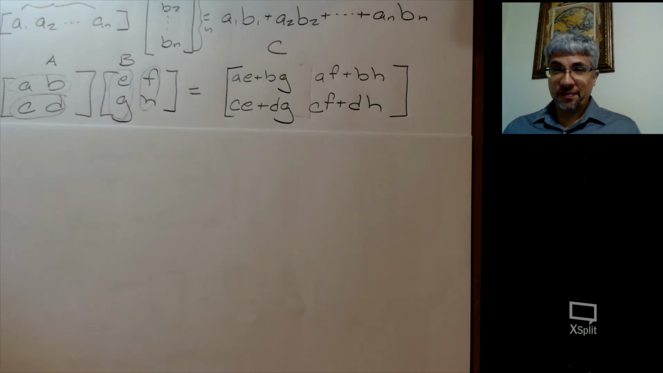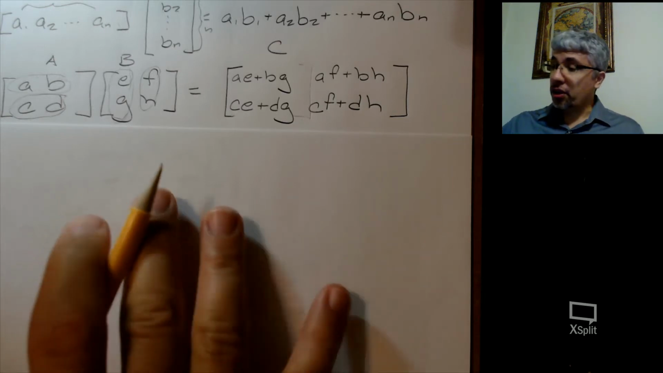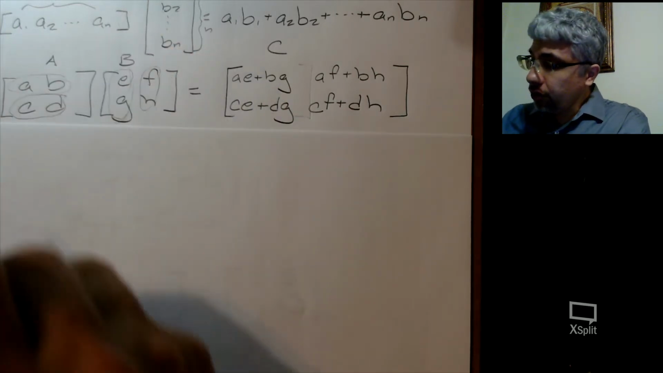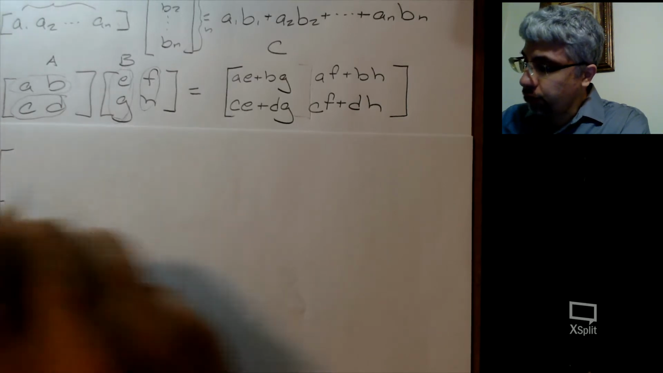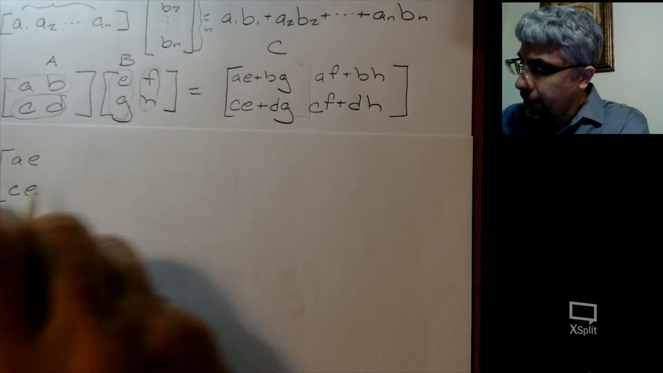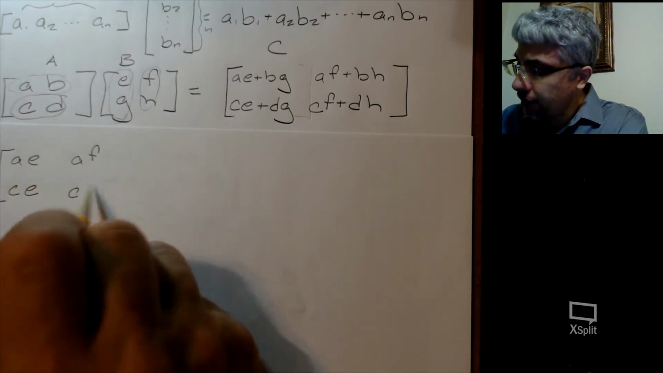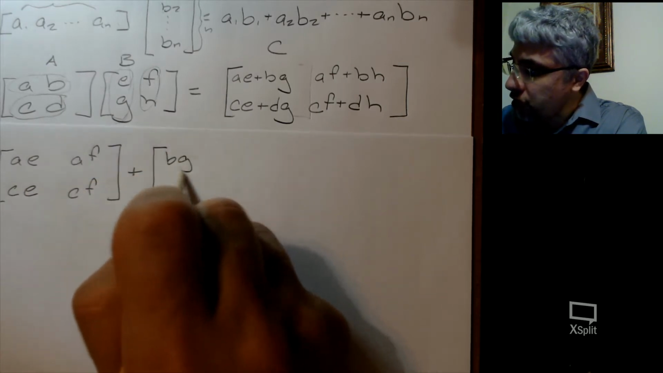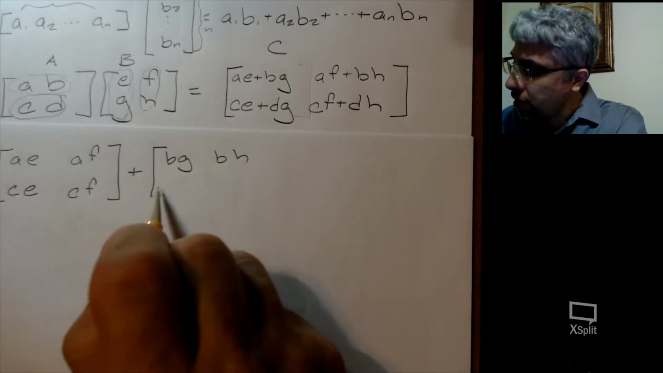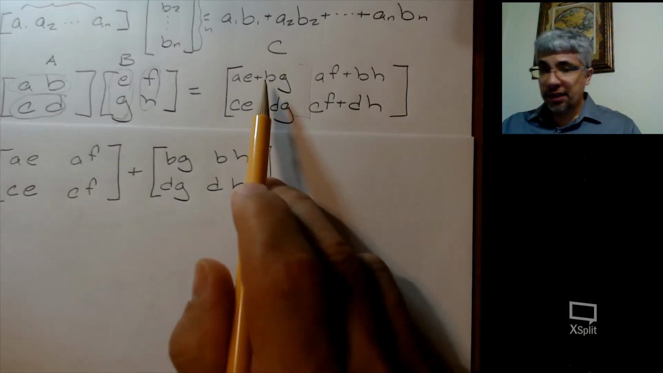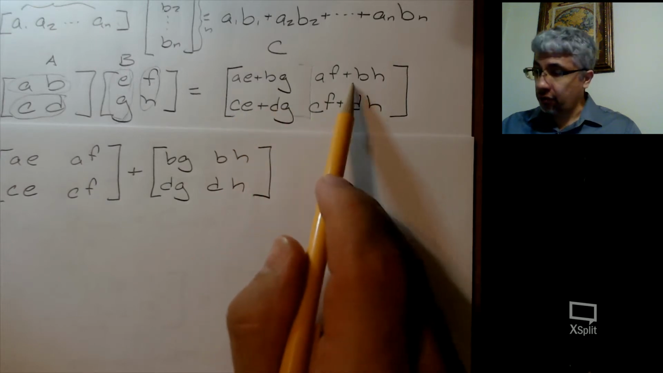Hello students. In the last video we talked about the row column method, and we saw if we have two arbitrary matrices we get something like this. And you'll notice that I could actually rewrite this C here. I could write it as a sum of matrices: AE, CE, AF, CF, plus BG, DG, BH, DH. All I'm doing is splitting up the pieces, first piece, second piece, first piece, second piece.